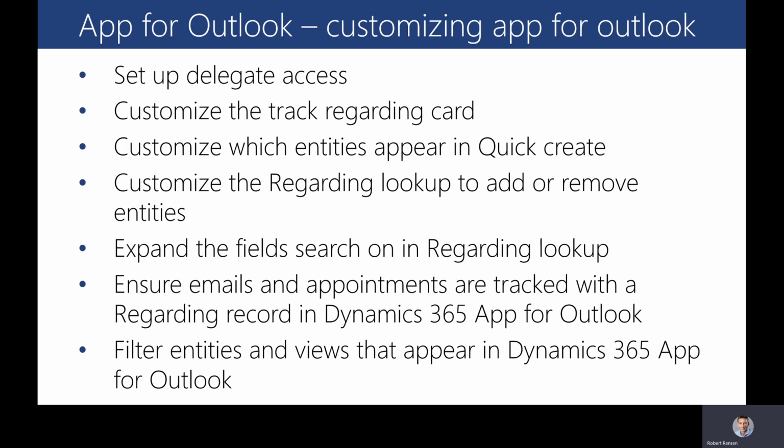So just to ensure that everyone in your organization who has the app for Outlook always tracks the email appointment with a regarding record. You can filter entities and views that appear in the Dynamics 365 app for Outlook. So you can choose to expose only the required set of entities to be available to Dynamics 365 app for Outlook. And this helps you to get the record you are looking for faster. And also model business logic by exposing only the relevant entities for users in the Dynamics 365 app for Outlook.